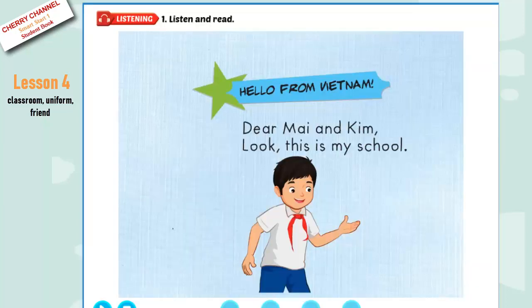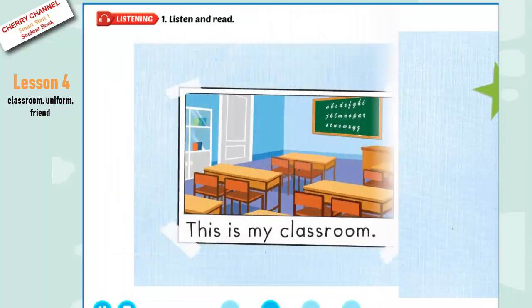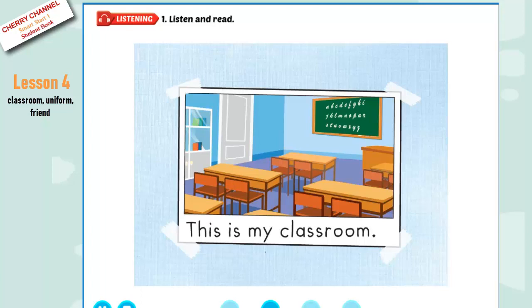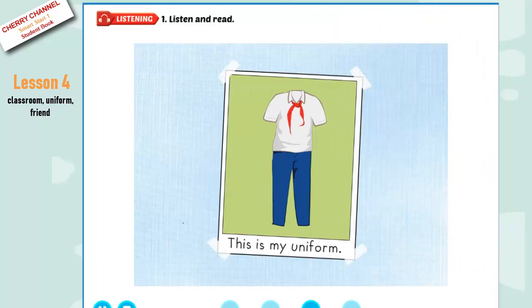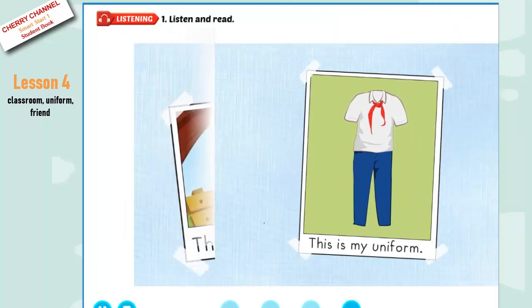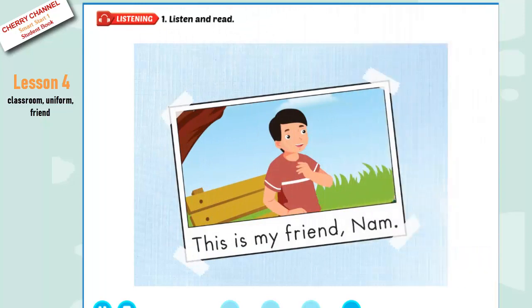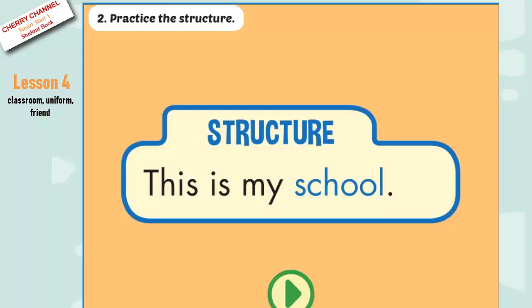Listening. 1. Listen and read. Dear Mai and Kim, look, this is my school. 1. This is my classroom. 2. This is my uniform. 3. This is my friend, Nam. 2. Practice the structure. This is my school.